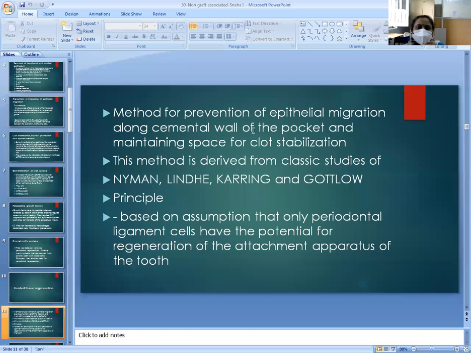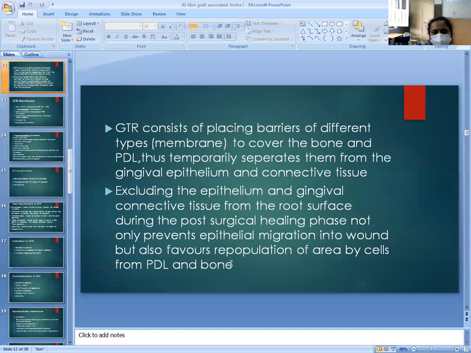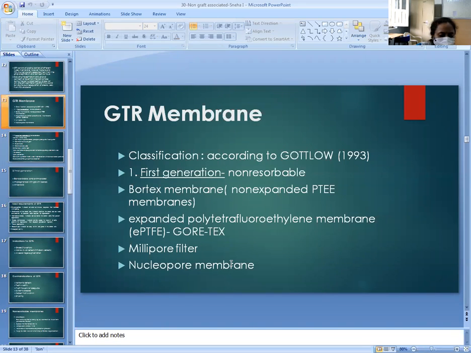It is a method of preventing epithelial migration along the cemental wall of the pocket and maintaining space for clot stabilization. This method is derived from the classic studies of Nyman, Lindhe, Karring, and Gottlow. The main principle behind this is the assumption that only periodontal ligament cells have the potential to regenerate the attachment apparatus of the tooth. Periodontal ligament cells have the potential to differentiate into various cells.